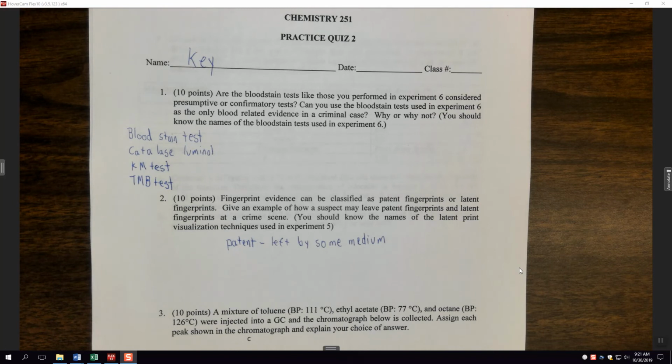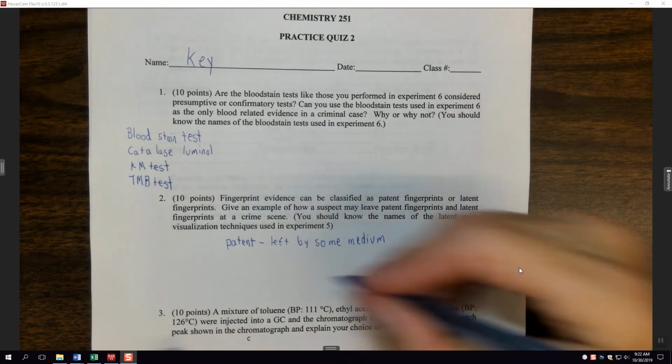They put your hand in a dye type stuff, ink, and then you put it on a card. So the prints are visualized by the medium, whatever it is, that is causing a color change. You could theoretically, if there was wet paint, leave your fingerprints in that as well. So this is what patent prints are.